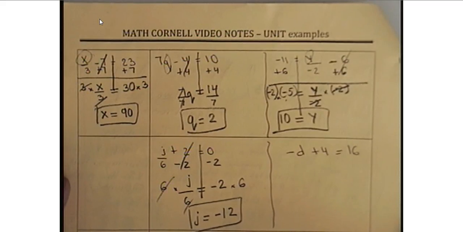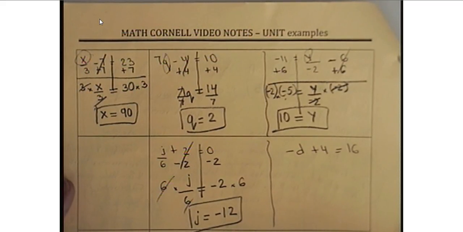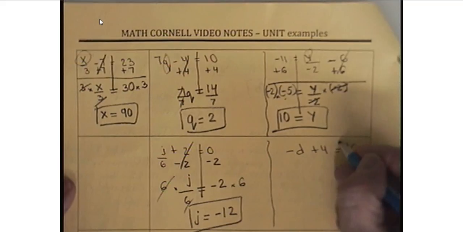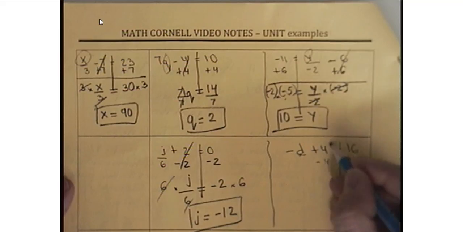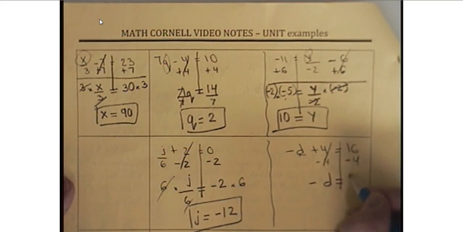And the last example for today, we have negative d plus 4 equals 16. Okay, so we're solving for d, and we have plus 4, so minus 4 on each side. Those two cancel. Negative d is equal to 16 minus 4, which is 12.